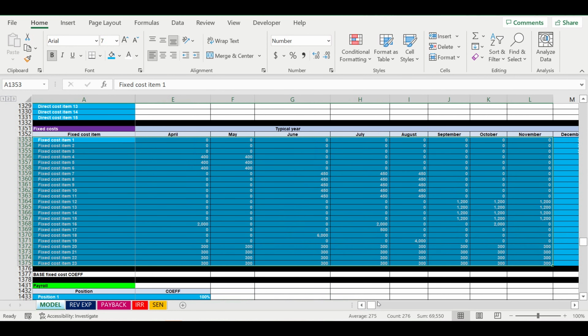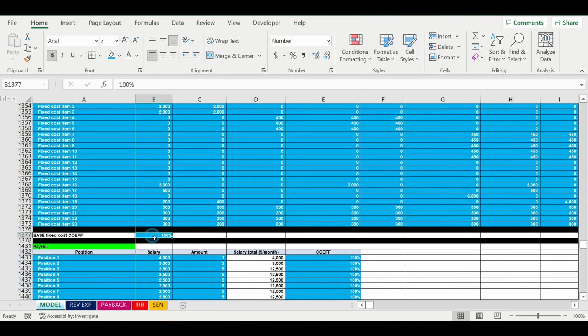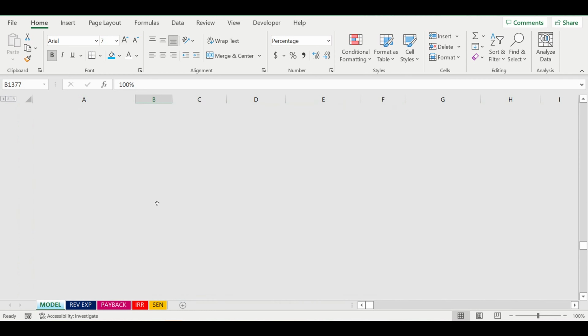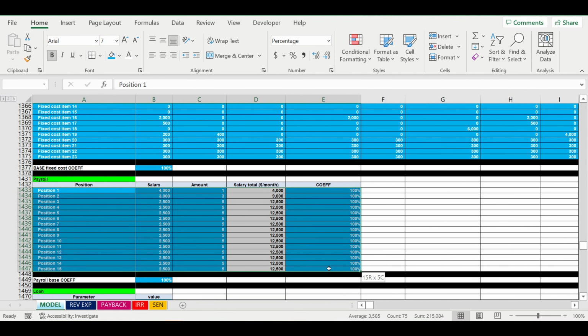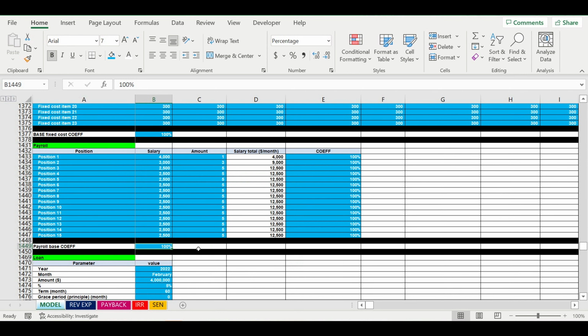So these are the fixed costs. Here we also have the coefficient for all fixed costs to increase or decrease them. Then we have the block for payroll. We specify how many people we have on each position, and then we have coefficients for salaries for each position. We can also play with all salary expenses using just one coefficient. So these are coefficients specifically for each position, but we can also add a coefficient for all payroll expenses.